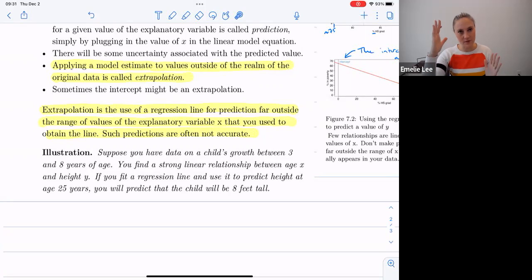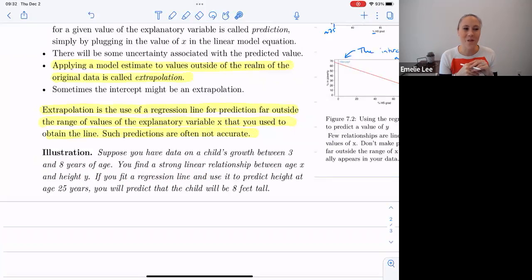we have data on the height, I think, between the ages of 3 and 8. We expect this straight linear relationship. You're continually growing, and there might be some ups and downs, but in general we've got this upward trend. And so you're going to find a strong linear relationship between the age of the child and the height of the child. And so you're going to fit a regression line and say, great, now I can make predictions.